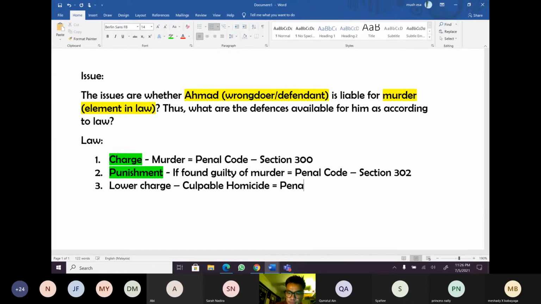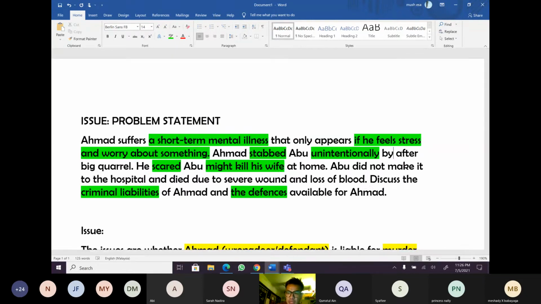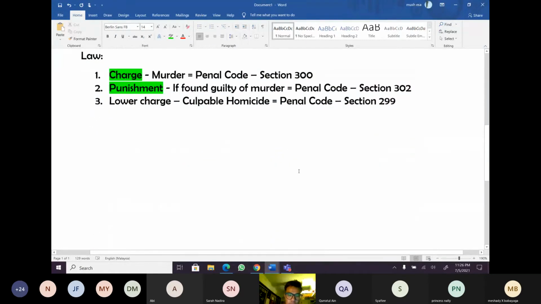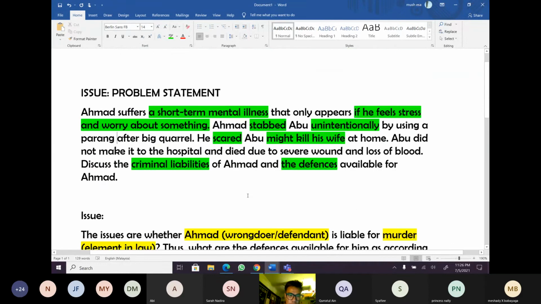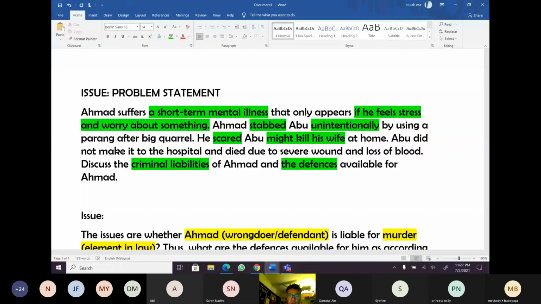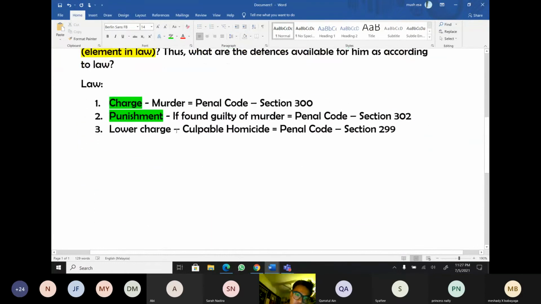The code 299. But you have to prevail first. There are 4 limbs under section 300 that you need to make sure. Okay, by using a piece of parang. Betul lah, parang is one. Balik parang. Okay, lower charge dia adalah 299.